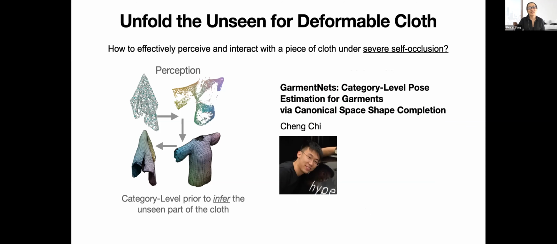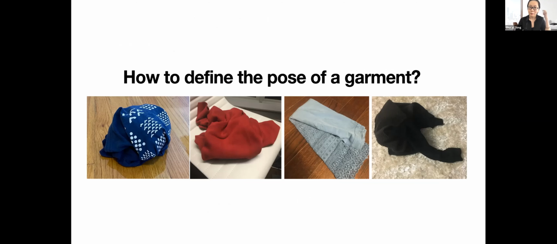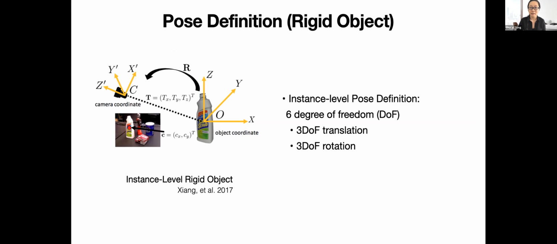Let's start with the first project. The goal of this project is to perform category-level pose estimation for garments like t-shirts or tops. In this project, the first question, and probably the most important question we need to answer, is how should we define the pose given a piece of garment? If we look at rigid objects, the definition is very clear. Given any object instance, its pose or configuration can be fully described by 6 degrees of freedom, including 3 degrees of freedom of translation and 3 degrees of freedom of rotation.